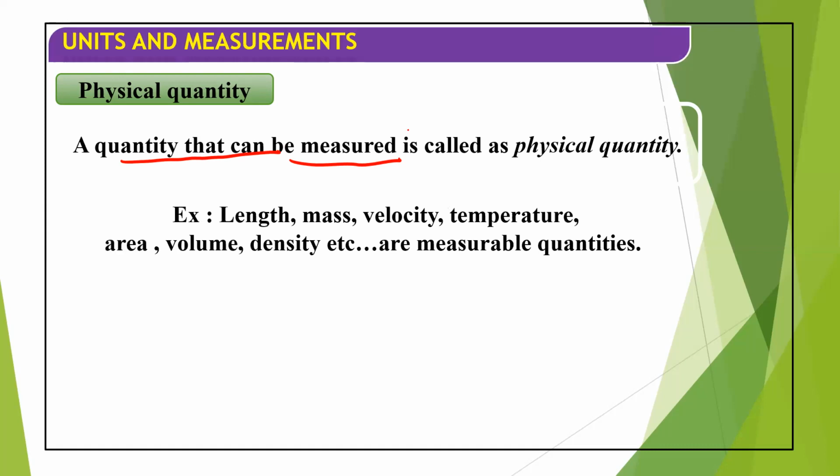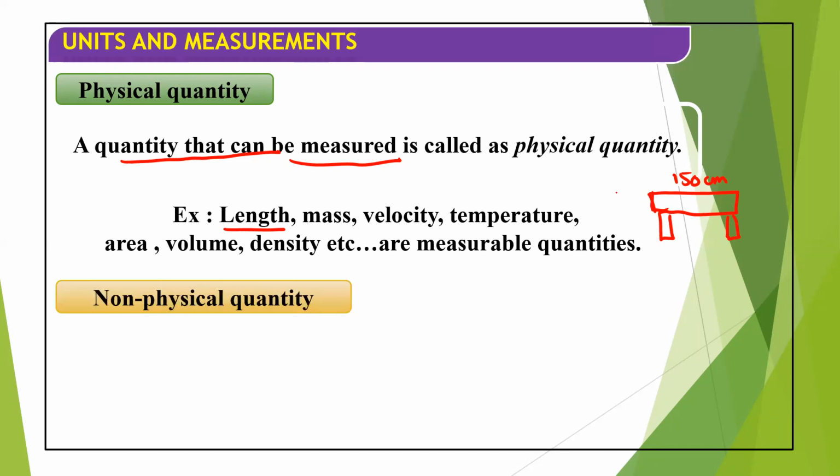Take examples like length, mass, velocity, temperature, area, volume, and so on. Any quantity that you can measure and express in terms of a numerical value, we call a physical quantity. See the example of length. Say you have a table and you say the length of this table is around 150 centimeter. So you can measure the length. Anything that you can measure is called a physical quantity.